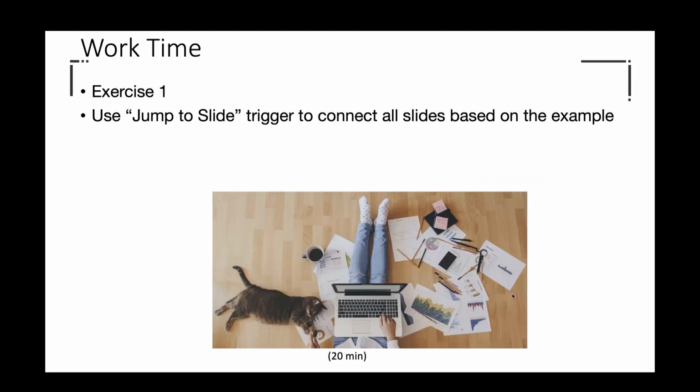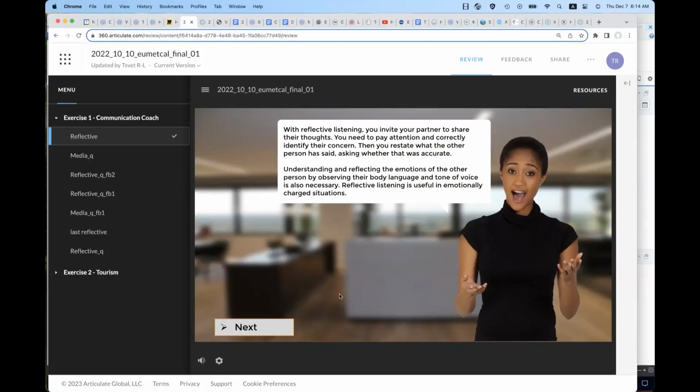The rest of our time together is going to be you working with Storyline in order to create different types of activities. Now, for the first exercise, we'll start with something straightforward. We'll start by using the jump to slide trigger to connect all slides based on an example that I will show you right now.